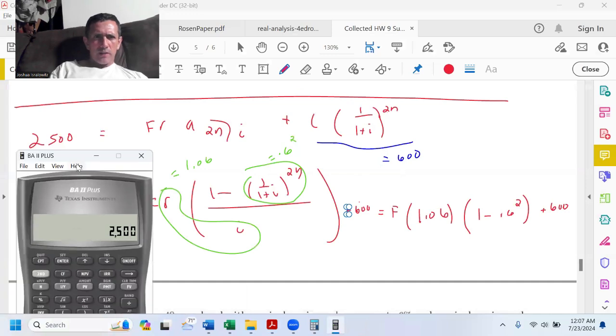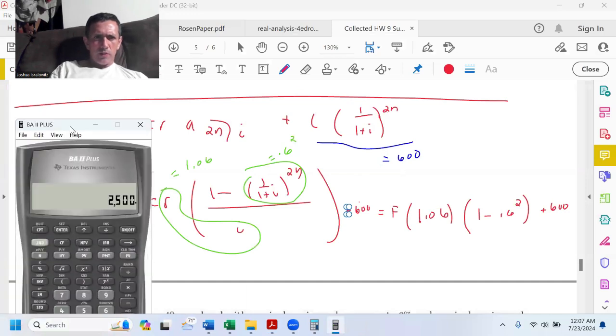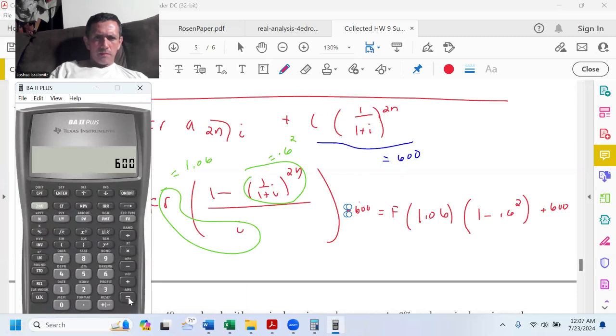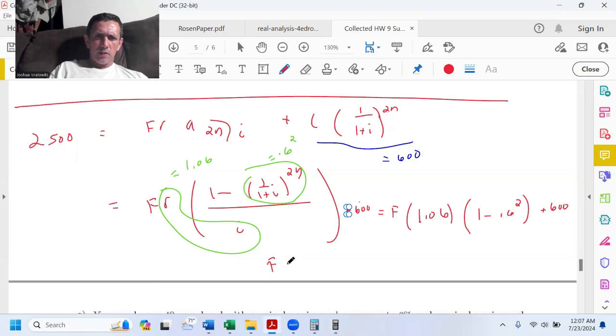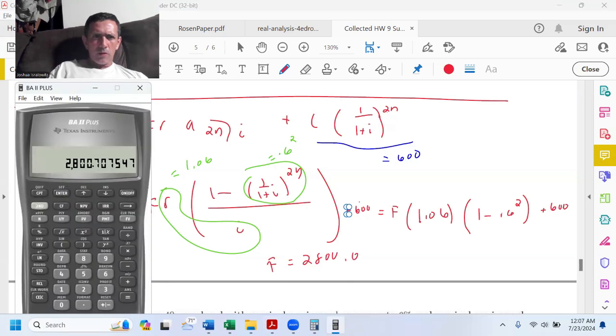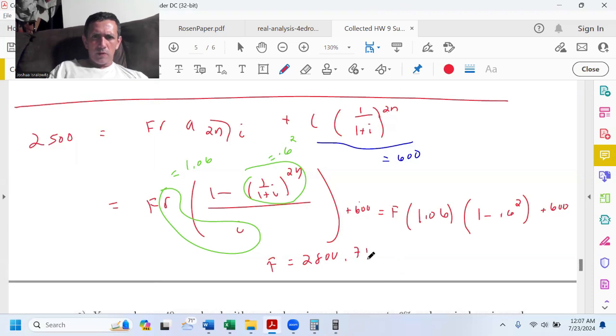So yeah, I would subtract 600. This is pretty easy now. Over 1.06, over 1 minus 0.6 squared, which of course is 0.36. That gives 2,800 and 71 cents. Right.